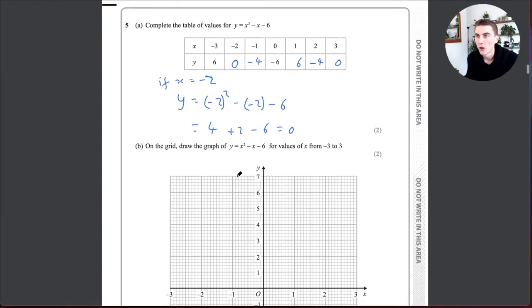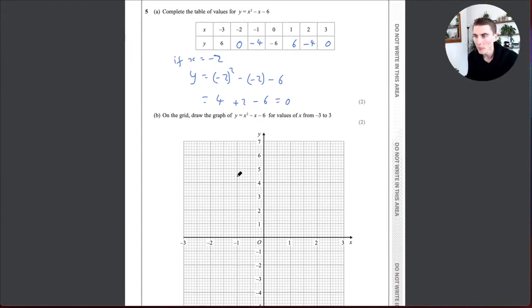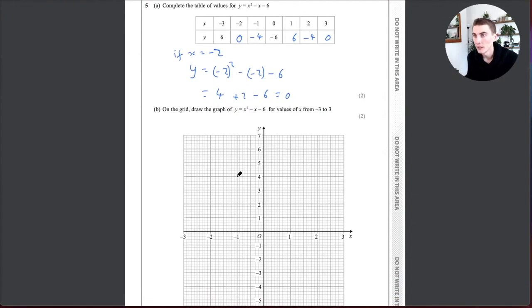Okay, so for part B, so I'm just going to scroll out quite a bit here. It says, on the grid, draw the graph of y equals x squared minus x minus 6. So draw the graph that we just plotted the values for. Sorry, wrote down the values for the values of minus 3 to 3. So basically what they're saying is, take this table you just done and all the coordinates you found, plot them on the graph, and then join them up.